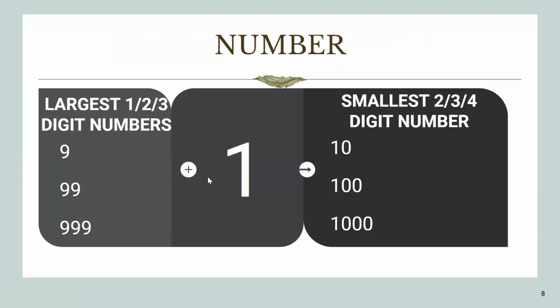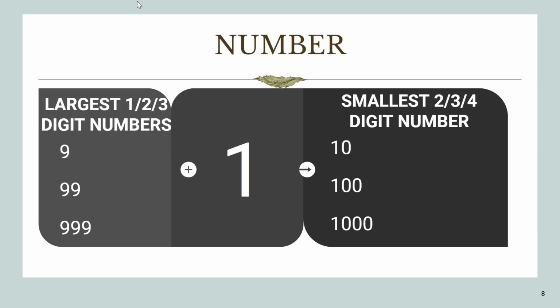So, starting with number sense today, we'll learn about numbers and number names. Which is the largest one-digit number? The largest one-digit number is 9. And when we add one more to it, we get 10. So that becomes the smallest two-digit number.